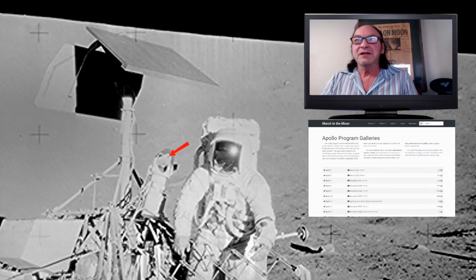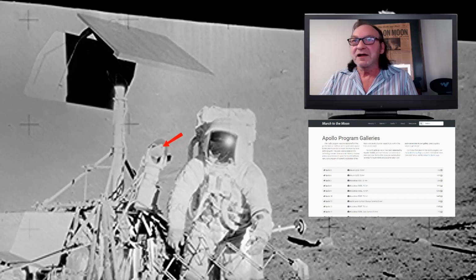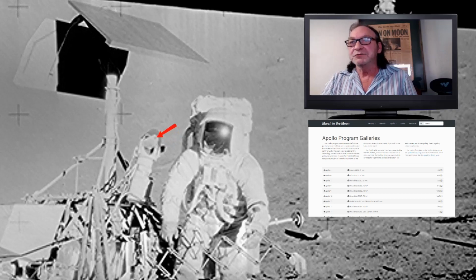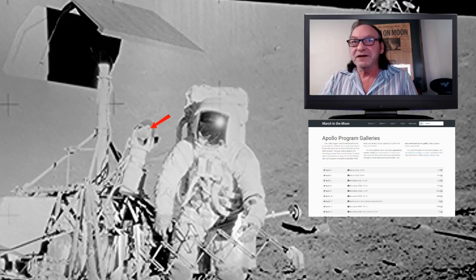And again, March to the Moon is showing that these photographs have been taken in sequential order from the actual magazine itself. That is their claim. That can't be a fact.